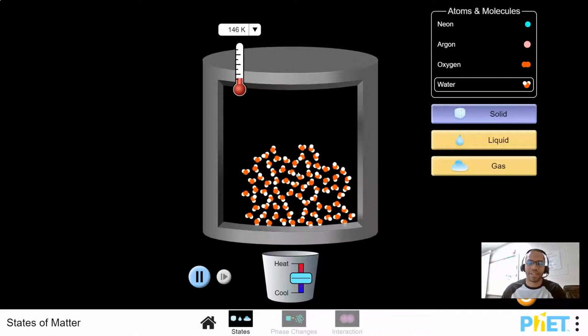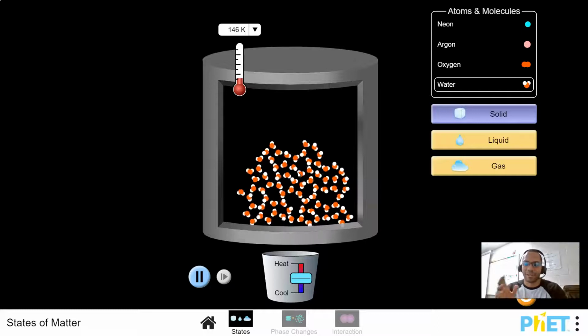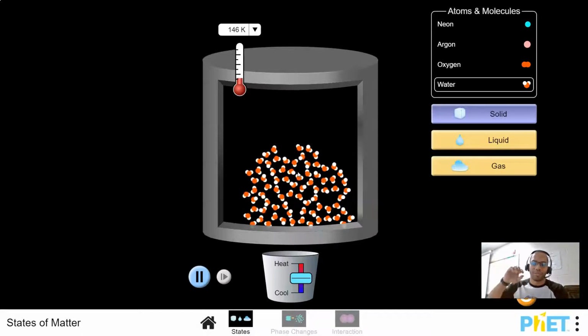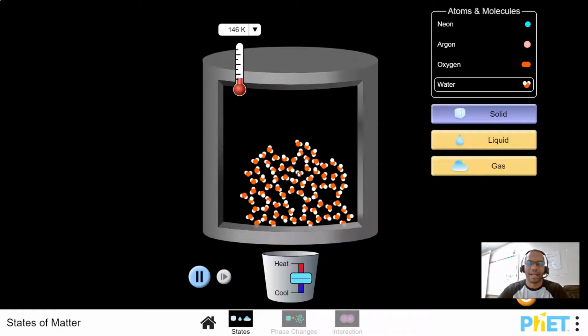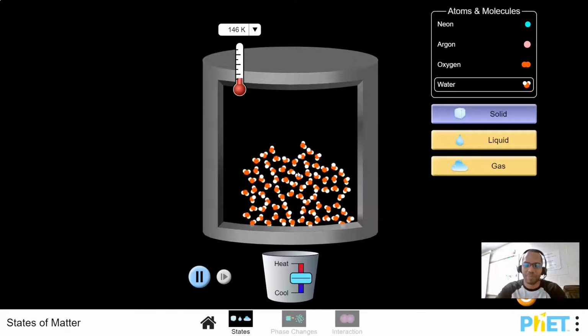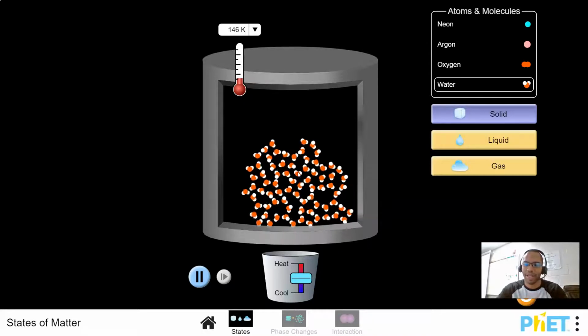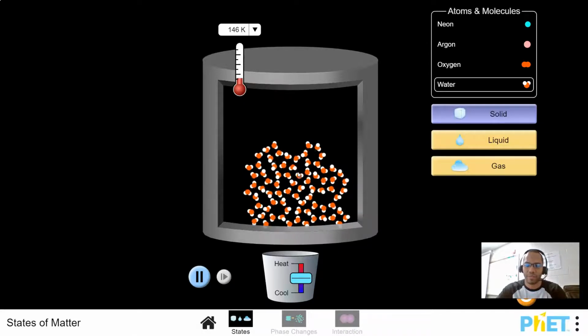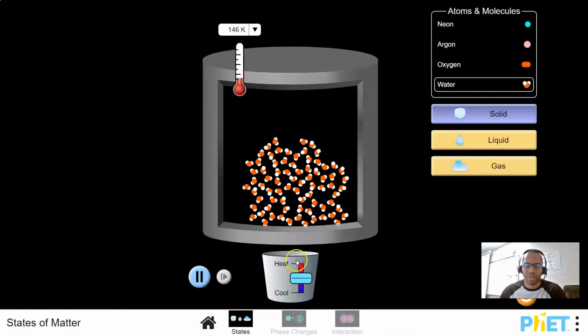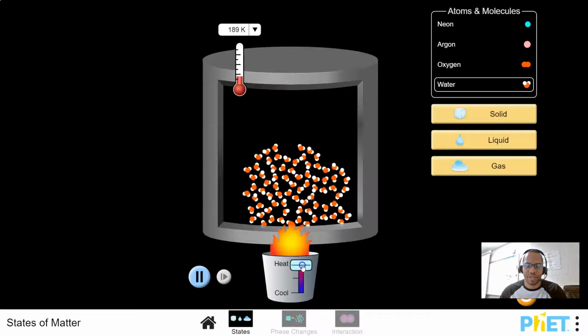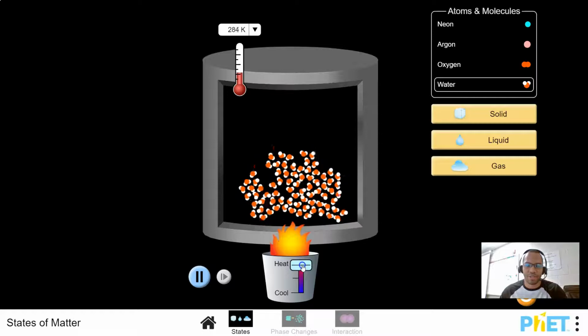So solids, even though we go around and we look at things that are solid, we see that they're completely still. If we zoom in, we'll see that they're actually wiggling a little bit. Okay. Now, a solid has a low kinetic energy. Okay. Now, I want you to notice as we increase the heat, what are some things that you notice?